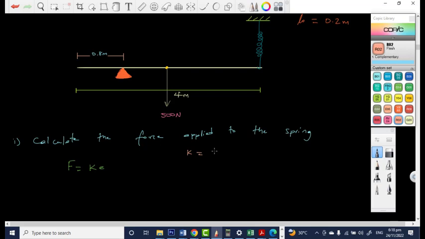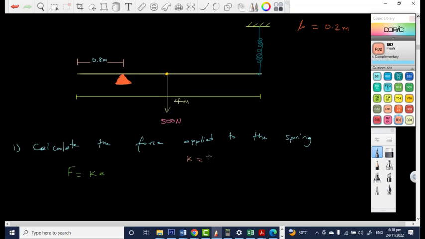Do we know the value for K? No, we don't know the value for K. So K is unknown. What's E? What's the value of E?